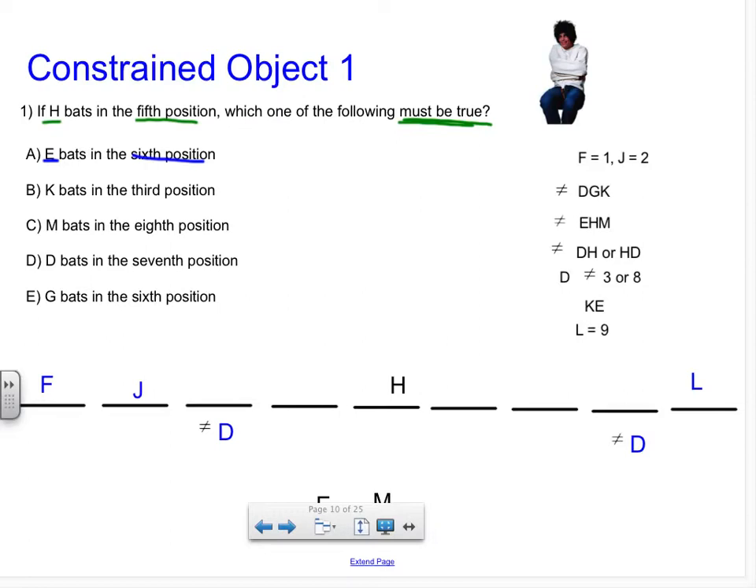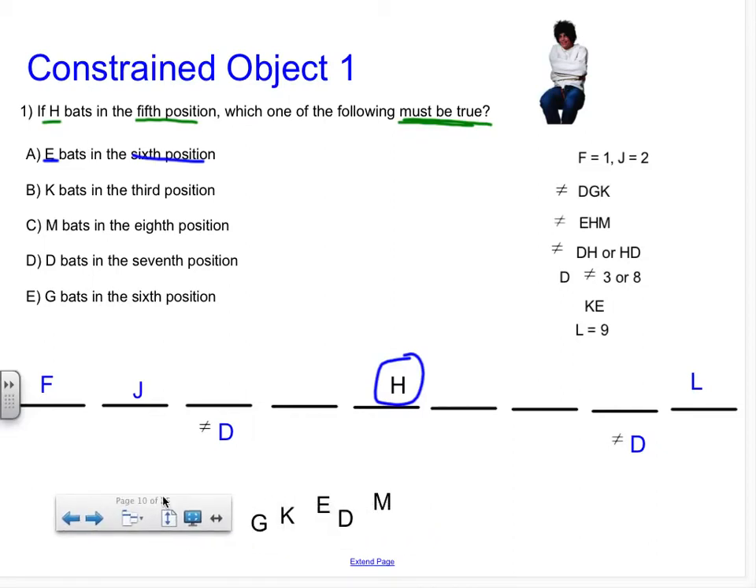So let's try E. First off, let's draw a box around H, because we know it's constrained. It's in the 5th position for this question. What happens if we put E in the 6th position to start off with? So what else do we have? G, K, D, M. You know that K has to come sometime before E. We can try G over here, D and M.